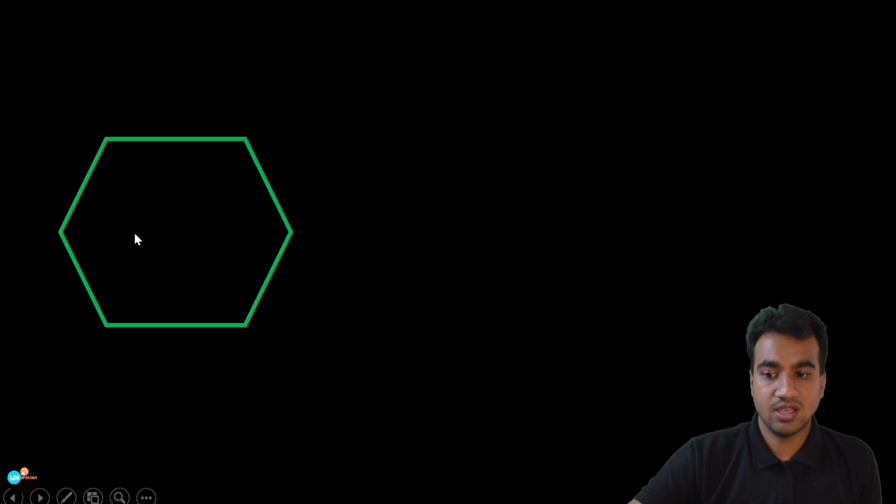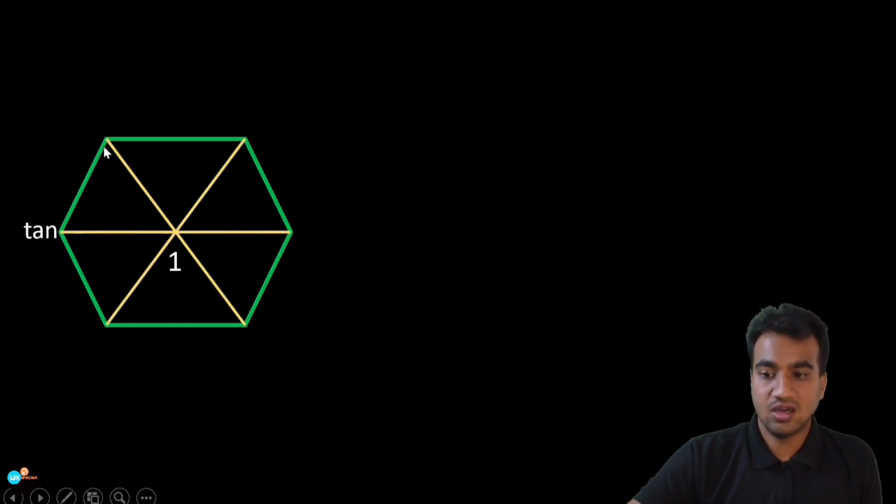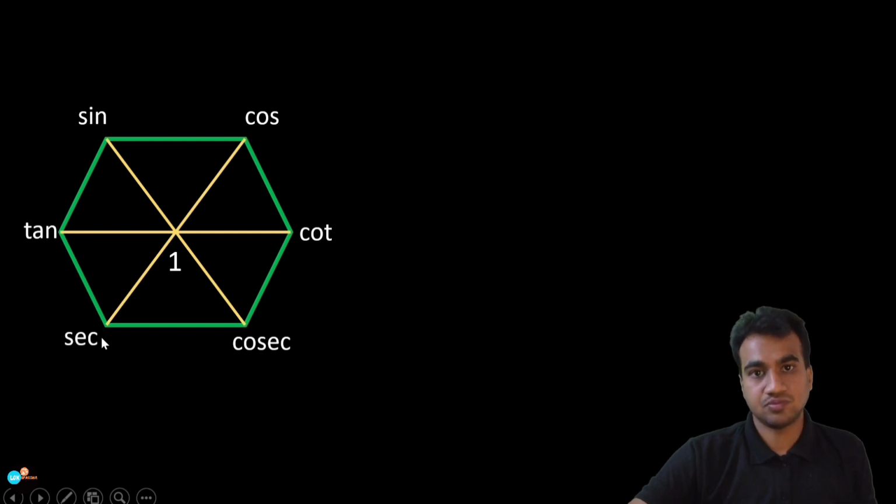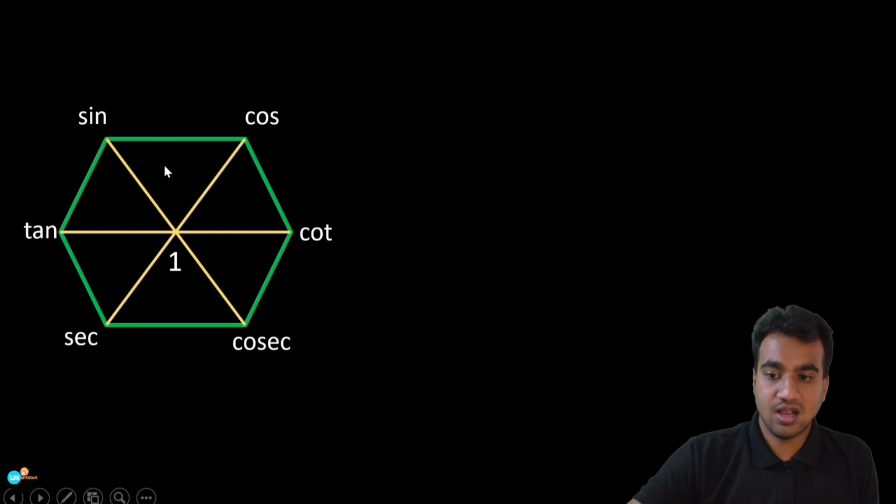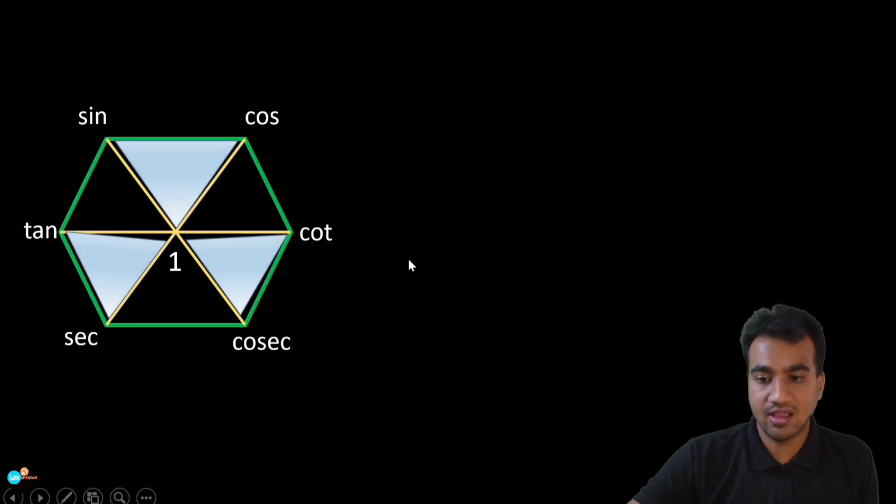So let me go to the next slide. Again draw the hexagon, 3 diagonals, 1 in the middle. Tan theta is equal to sin divided by cos, and opposite to tan is cot, and write cosec here, so that all the functions starting with c's are on the right side of the hexagon, and here sec. Here you can see there are 6 triangles.